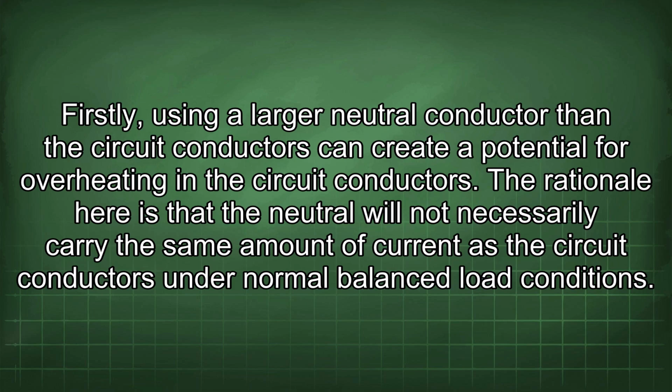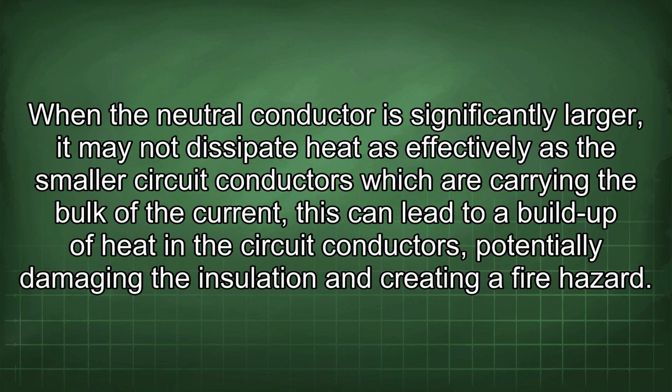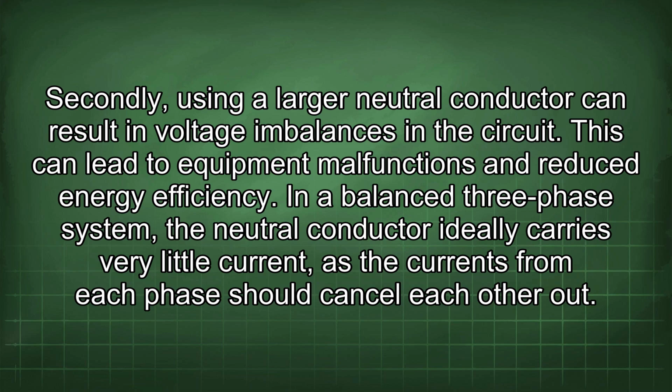Firstly, using a larger neutral conductor than the circuit conductors can create a potential for overheating in the circuit conductors. The rationale here is that the neutral will not necessarily carry the same amount of current as the circuit conductors under normal balanced load conditions. When the neutral conductor is significantly larger, it may not dissipate heat as effectively as the smaller circuit conductors, which are carrying the bulk of the current. This can lead to a build-up of heat in the circuit conductors, potentially damaging the insulation and creating a fire hazard.